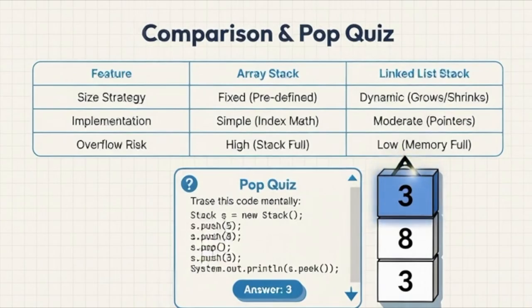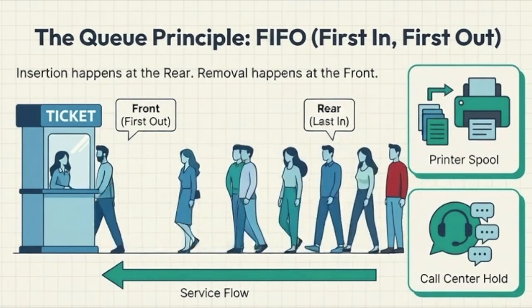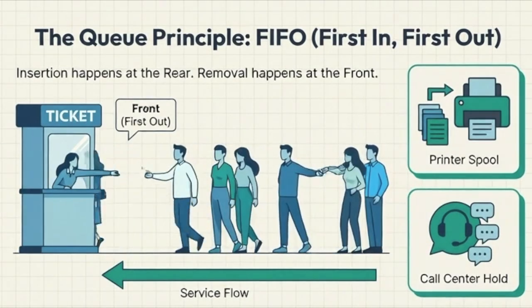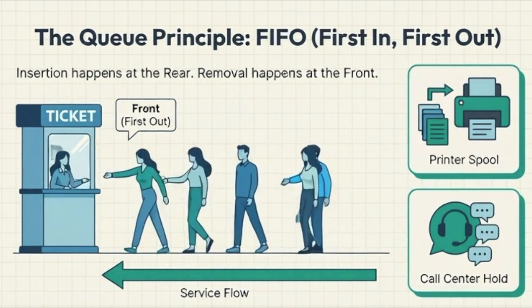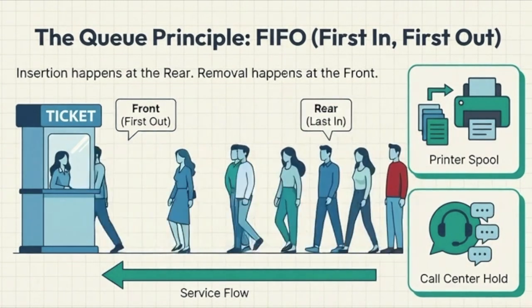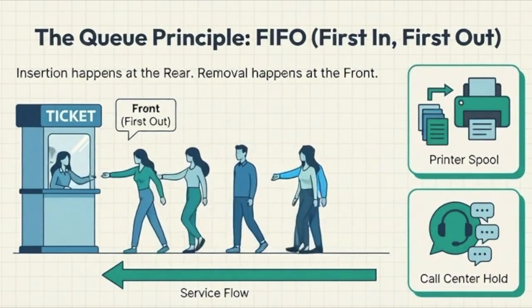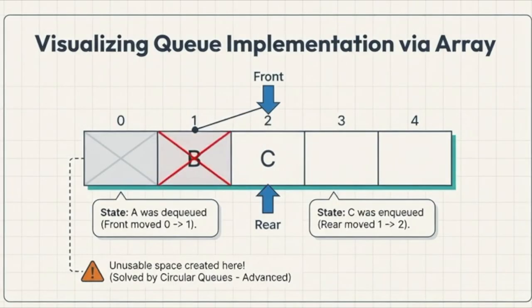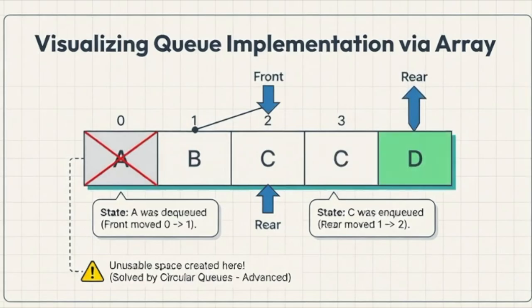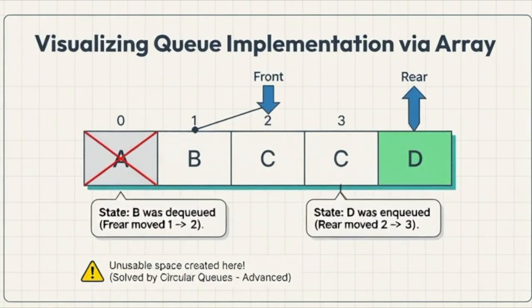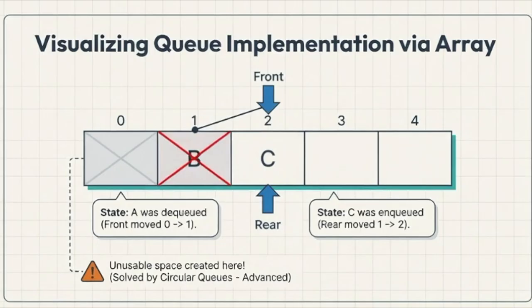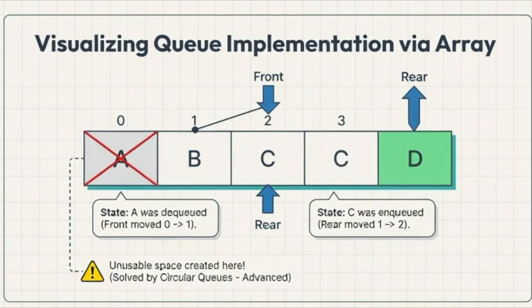Now let's switch discipline to the queue. The rule here is FIFO, first in, first out. Think of a ticket counter or a printer spool. You insert at the rear, last in, and remove from the front, first out. No cutting in line. Implementing a queue with an array is tricky. We track two pointers, front and rear. To add data, that is enqueue, we check if rear has hit capacity.